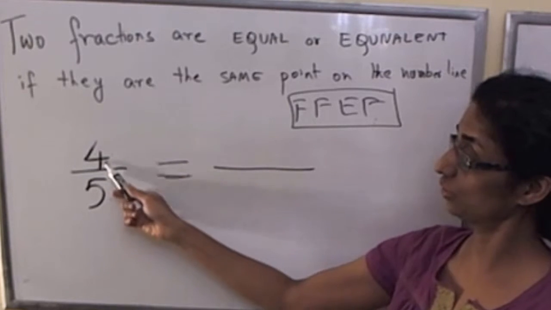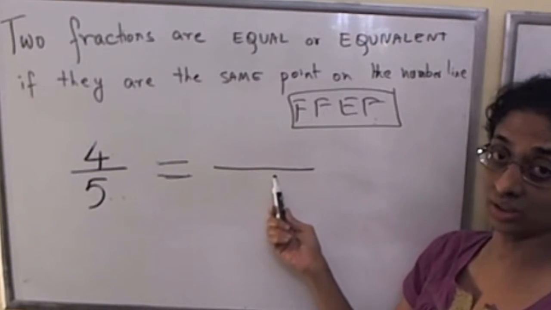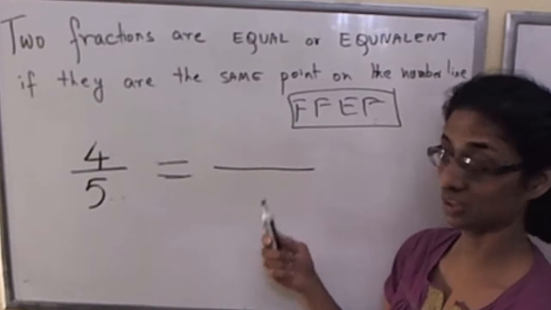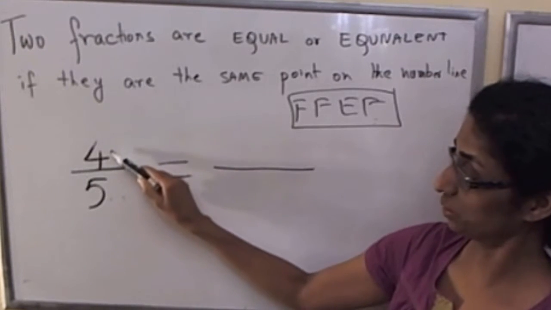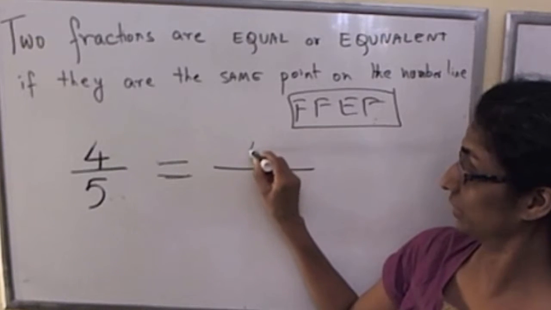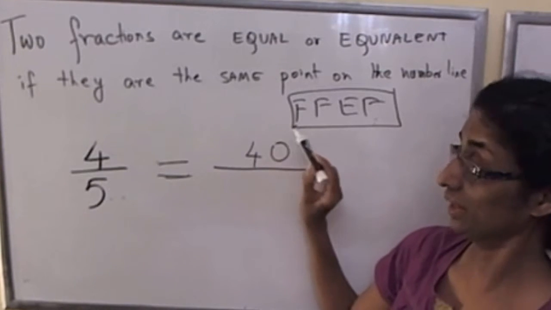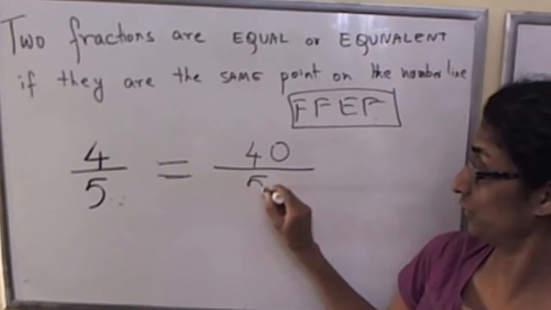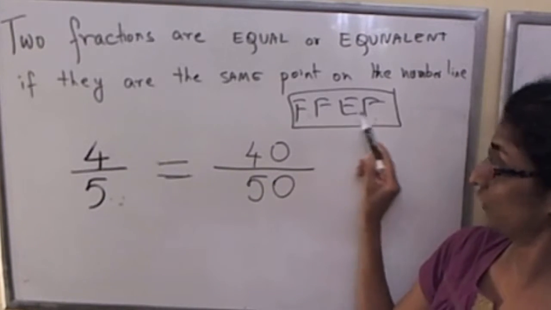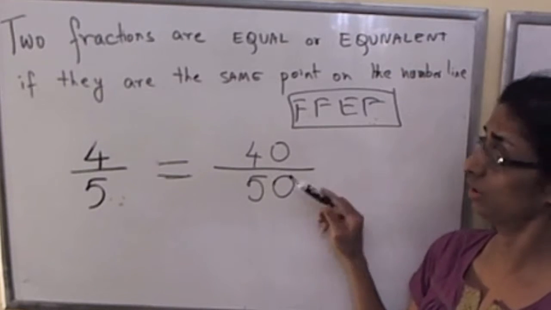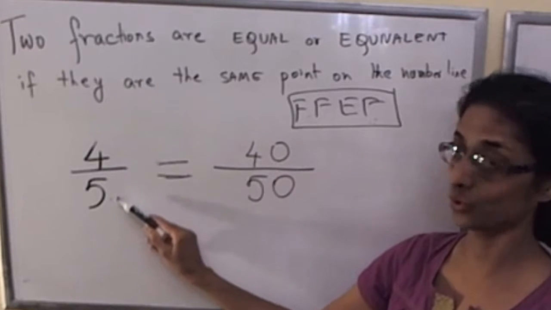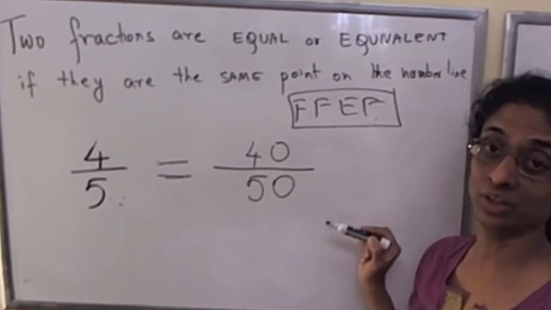So if I want to create an equivalent fraction, all I need to do is think of some favorite whole number. So I'm just going to pick 10. And if I multiply 4 by 10, I'd get 40. And I must now multiply 5 also by 10. I'd get 50. And our fundamental fact tells you, no worries, 40 over 50 is exactly same as 4 over 5 on the number line.